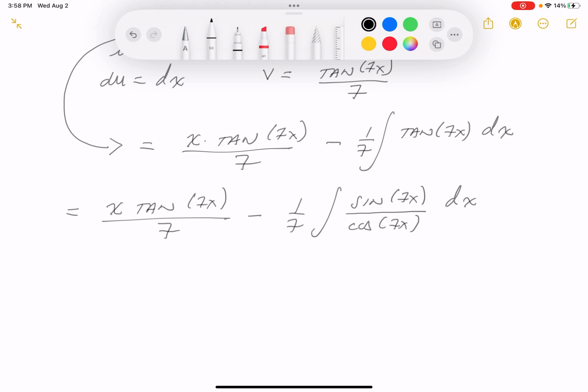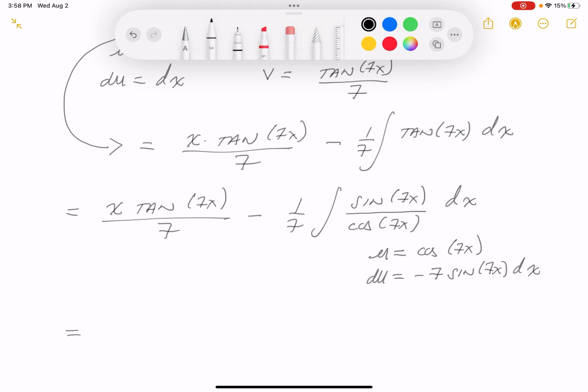Okay. What am I doing now? I'm going to use u substitution now. So u equals the cosine, and this is for the integration, 7x. du is going to be minus 7 sine 7x dx. All right. I'm looking pretty good.